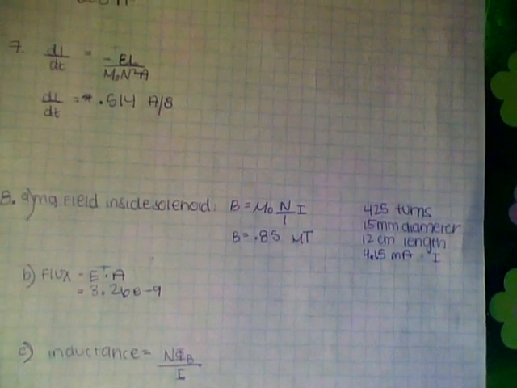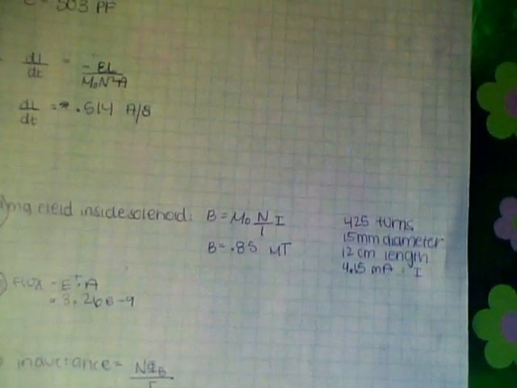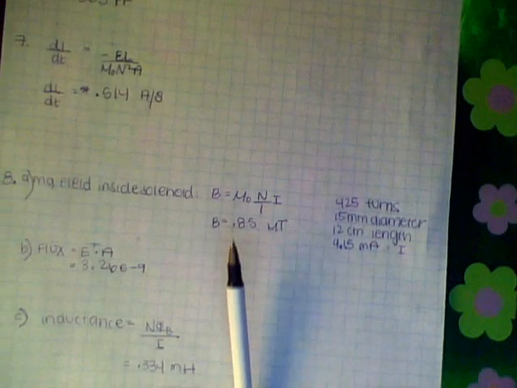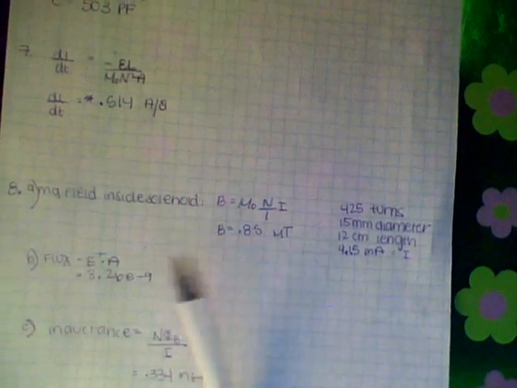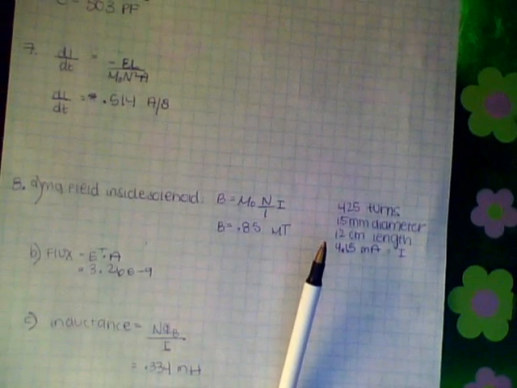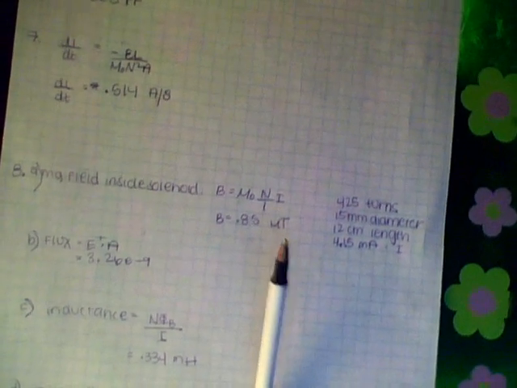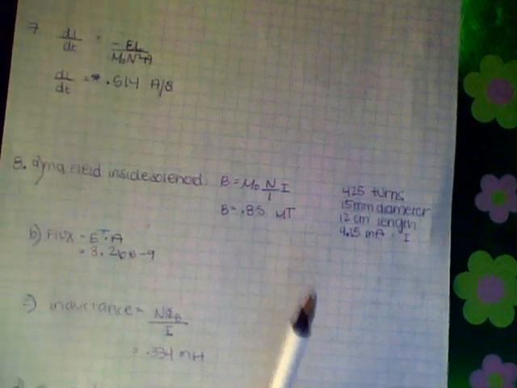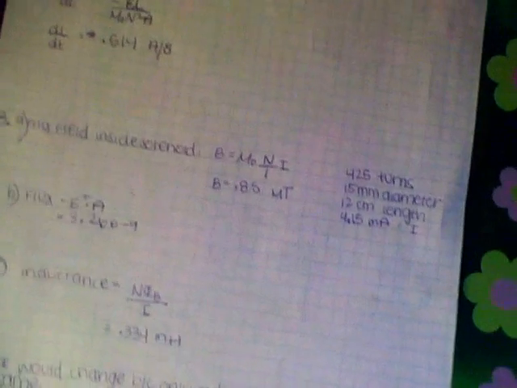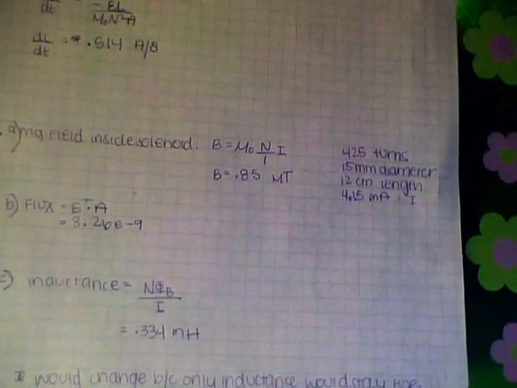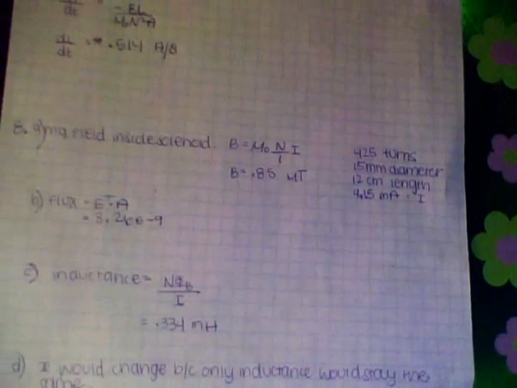Alright, so 8, the magnetic field inside a solenoid is that equation. And my numbers came out to 0.85. And these are my numbers: 425 turns, 15 millimeter diameter, 12 centimeter length, 4.15. The current is 1.5. And for B, use your flux equation, which is B times A, and that came out to 3.26 e negative 9.